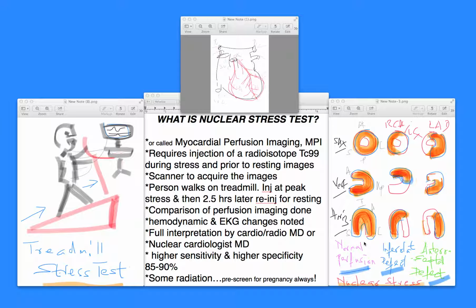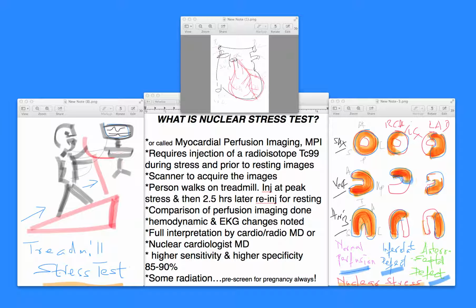Normally, the full interpretation is done with a team of cardiologists and a radiologist together sitting and looking at it; the cardiologist will look at this part of the stress test, the radiologist can look at this part of the stress test. But if you have a specialist called a nuclear cardiologist, he or she can do either part or the complete interpretation of the entire nuclear stress test.